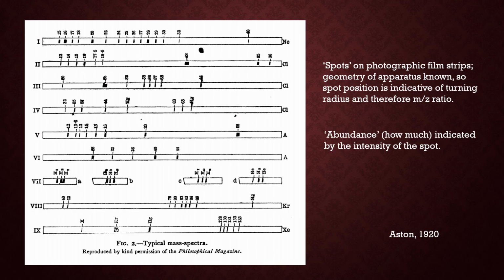And so the spectra would be an exposed piece of film, and they would look something like this, which is kind of taken from an Aston paper. So you have these lines or spots that appear on the film, and since you know the geometry of the camera, so to speak, namely the mass spec analyzer, you can determine the radius of curvature of the path, the parabola, and use mathematics to determine the mass to charge ratio based on the electromagnetic theory.